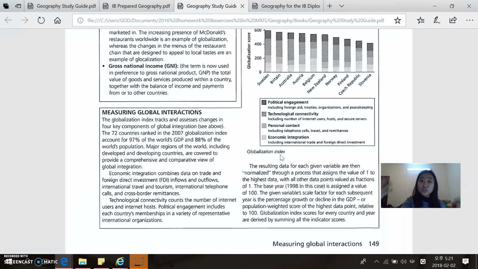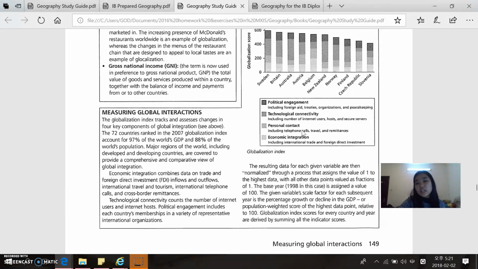And globalization, like culturally, the more we interact with each other, the more we share things on the internet, whether by news, websites, media, or chatting, the more we can interact. And also personal contact, that's the chatting part. It's kind of overlapping with technological connectivity, but here it's separated into categories.